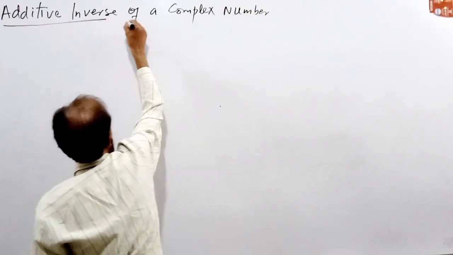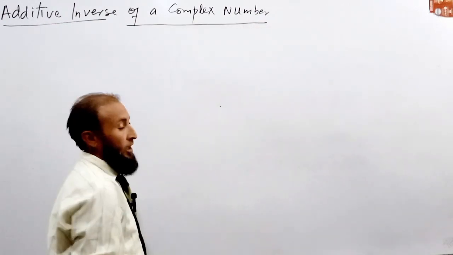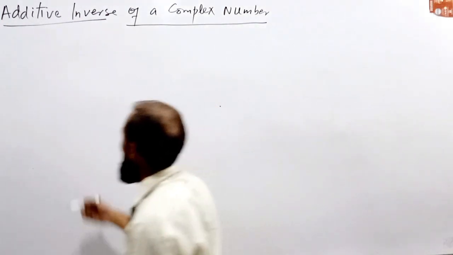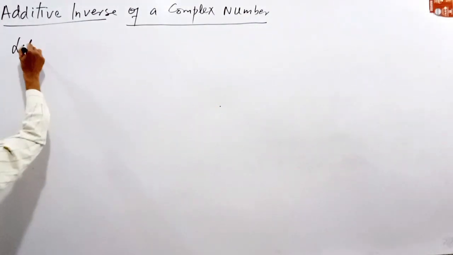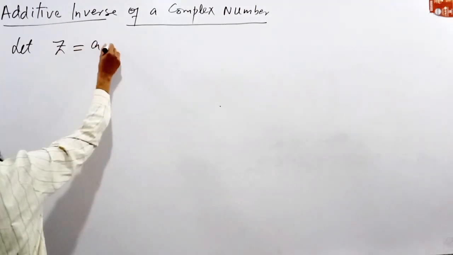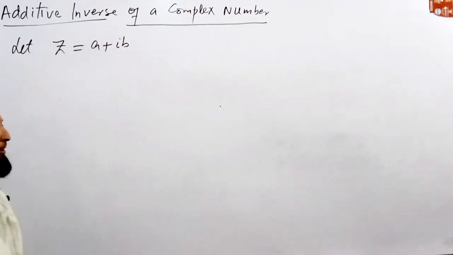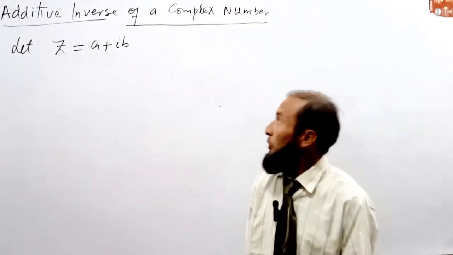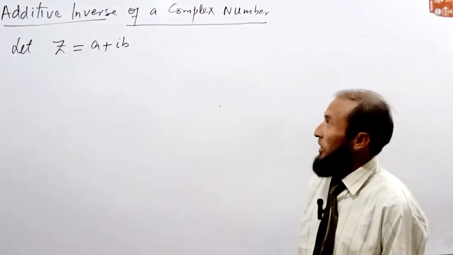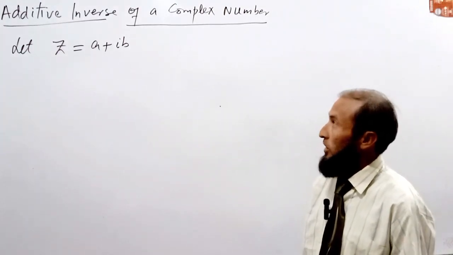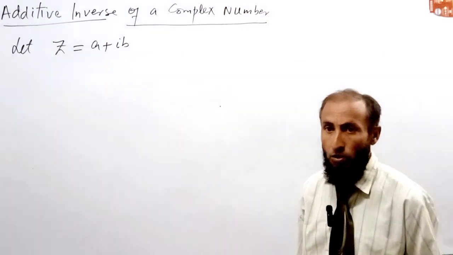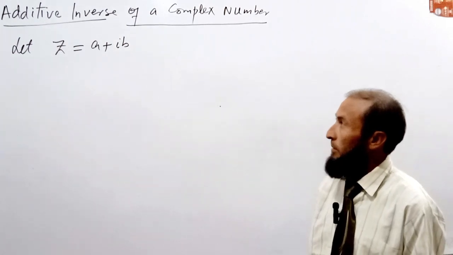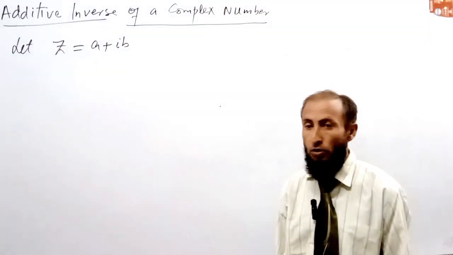Additive inverse of complex number. Let's take any complex number that is denoted by z. Let z is equal to a plus iota b be any complex number. Then additive inverse means that if we add two complex numbers, the result becomes zero.